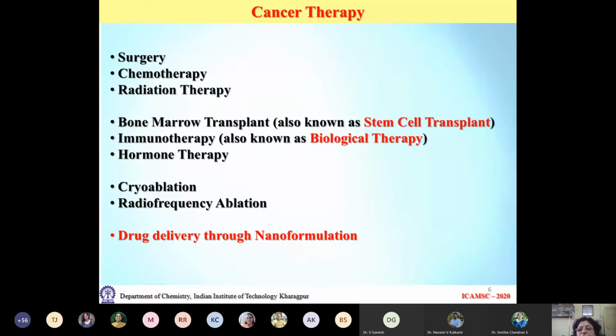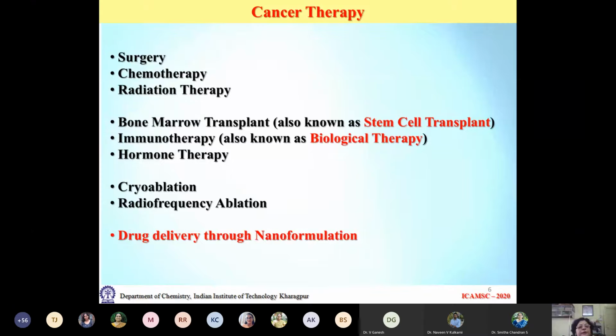Then you have the hormone therapy, where certain glands secrete certain hormones, and if they are not functioning, some of these hormones are actually going to help in the overall metabolic activity of the cell. So if we can have this therapy, where we supply the hormone to the system, then you can improve the conditions in your body.